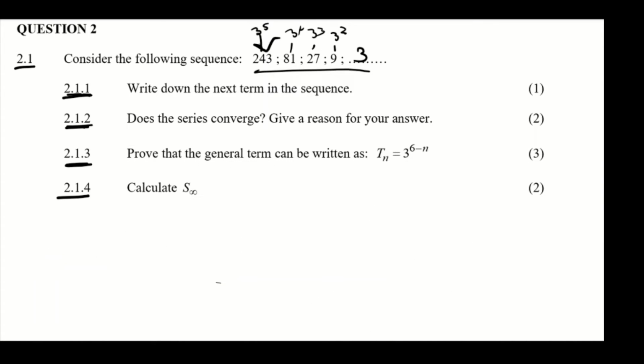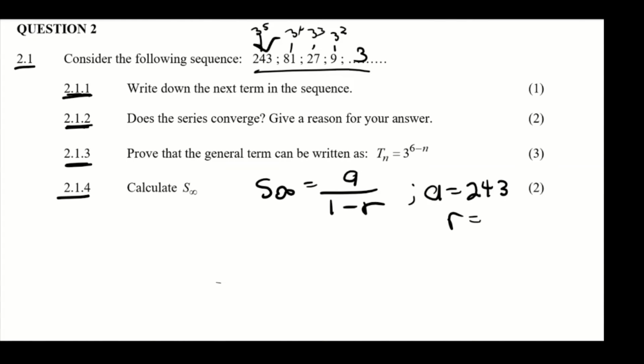Now in 2.1.4 we are asked to find the sum to infinity. So the formula for sum to infinity is a over 1 minus r, right? Of which our a value is 243, right?